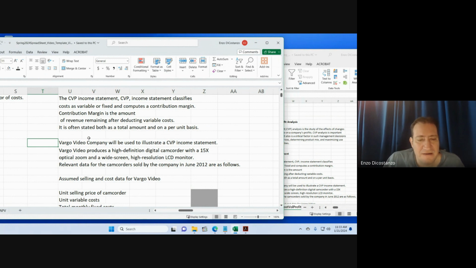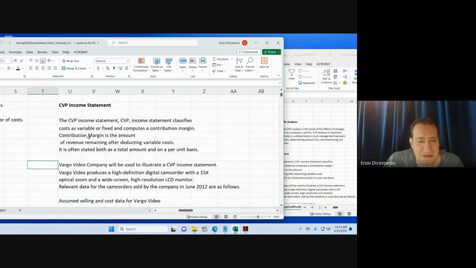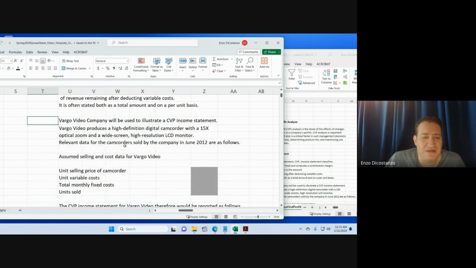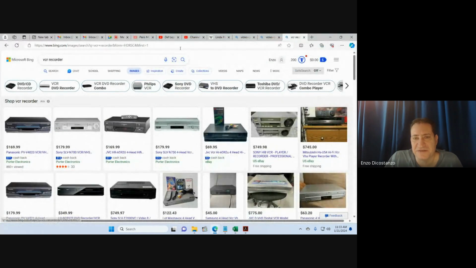So what are we doing here? We're going to look at contribution margin. It says they produce a high definition digital camcorder. A camcorder is a handheld camera recorder, cam for camera and corder for recorder, that you would hold in your hand and take video of things. There's optical zoom, there's a wide screen, and there's all sorts of electronic details. So they're selling these electronics. Now that's not the video player, that's not the machine. The picture that I showed you guys, those are the players.